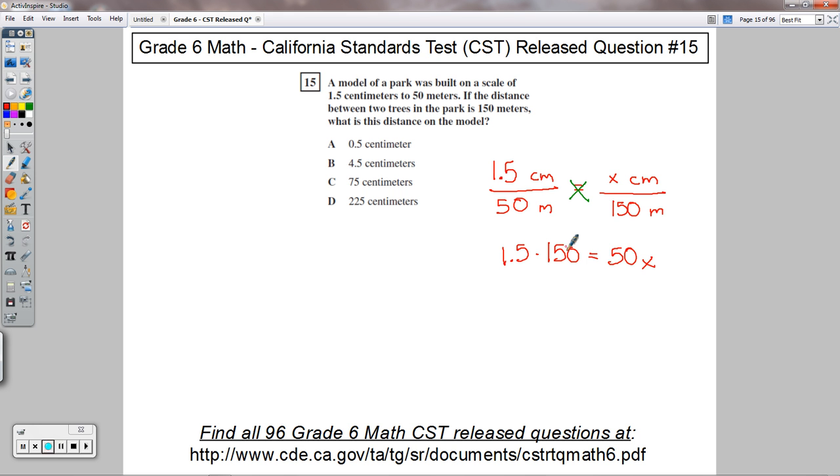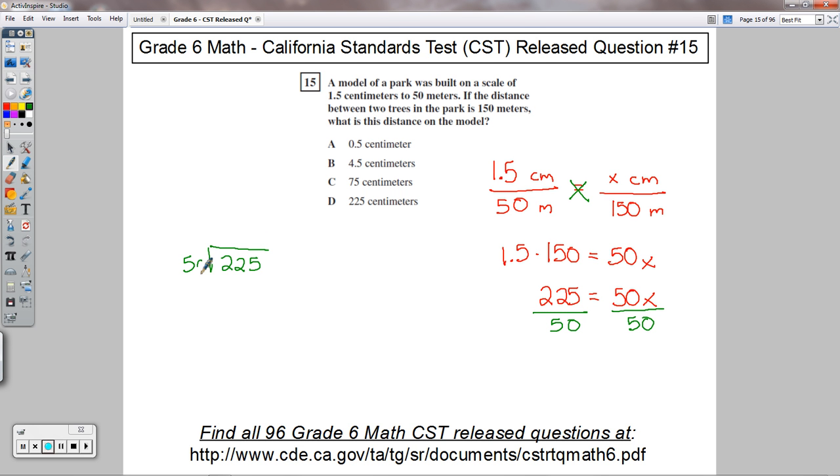1 times 150 is 150, and then 0.5 times 150, that's half of 150, that's 75. Put those two together, and you get 225. That didn't make sense. Could you do the long multiplication way? Sure. But that was just my little mental math trick there. And then I'm dividing 225 by 50. Mentally, I think that little trick might be a little tougher. So let's do this with long division.